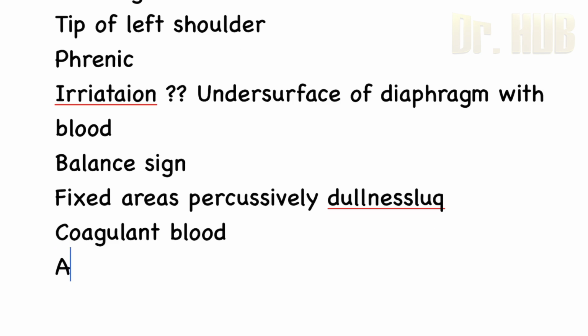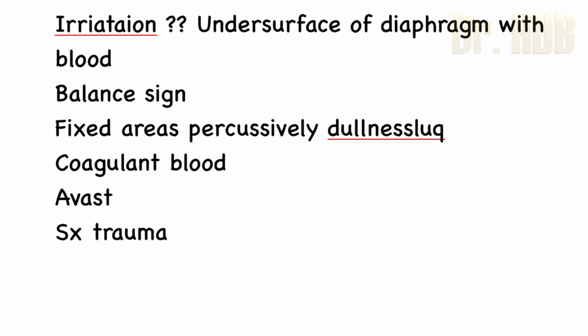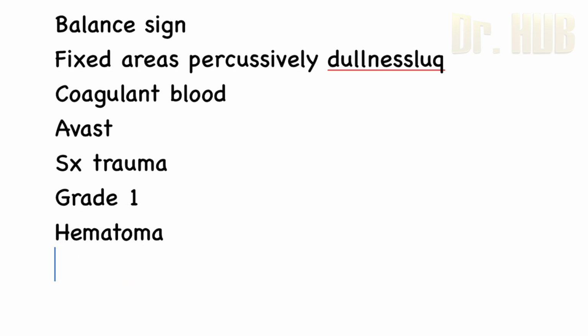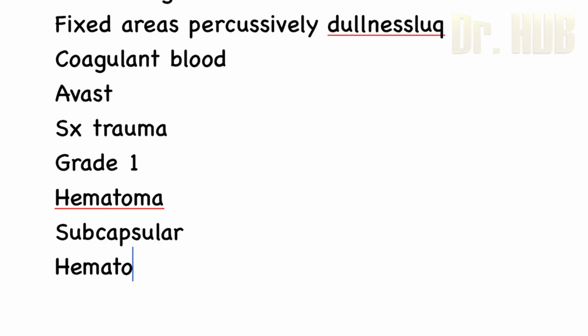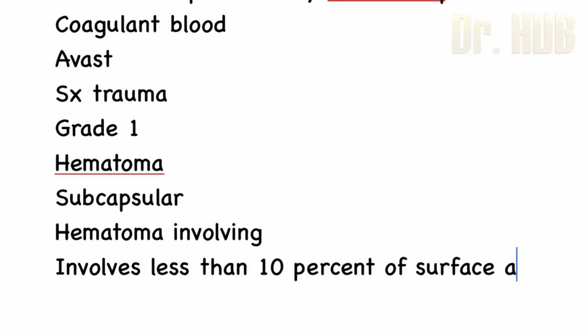Then we move on to the AAST grading for splenic trauma. This is important. AAST is the American Association for the Surgery of Trauma, and it includes grades 1, 2, 3, 4 and 5. Let's look at grade 1. Grade 1 hematoma includes a subcapsular hematoma involving less than 10% of the surface area.